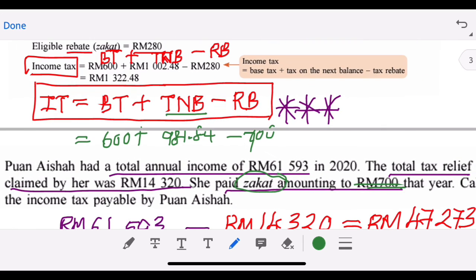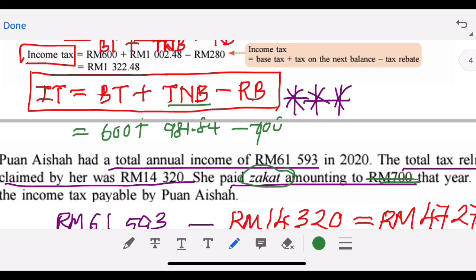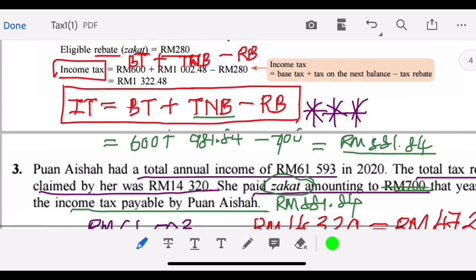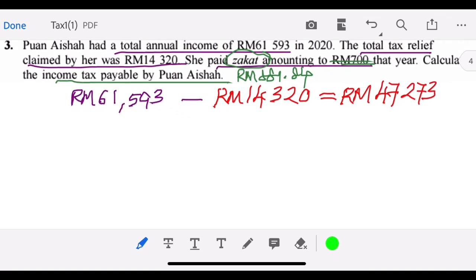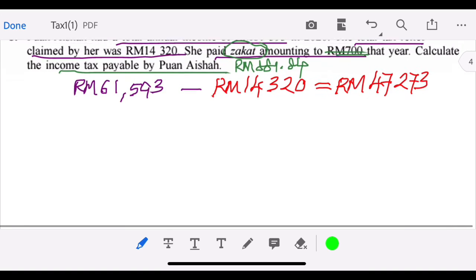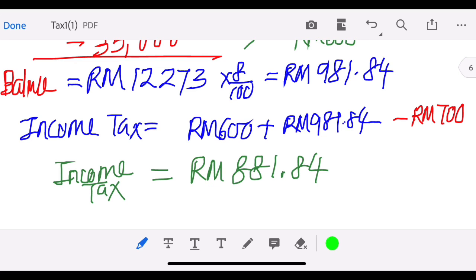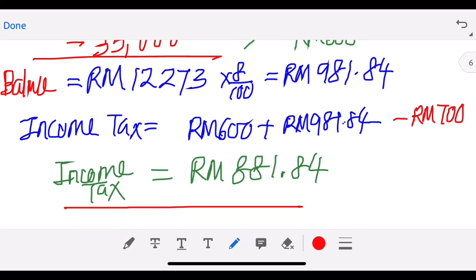The answer is that the income tax payable by Puan Aisha is Ringgit Malaysia 881.84. Got it? This is the answer. I hope that my sharing helps you to understand how to calculate the income tax. So this is the answer for question number 3: Ringgit Malaysia 881.84.